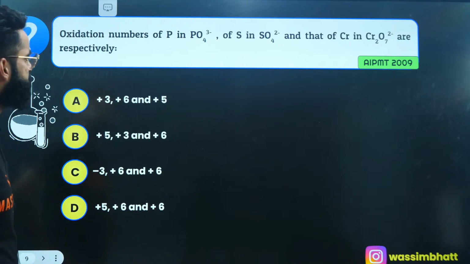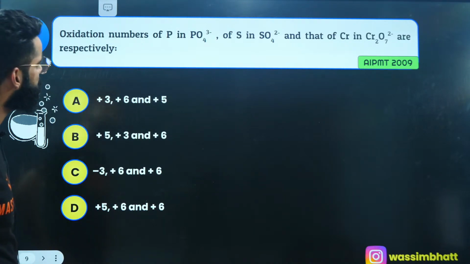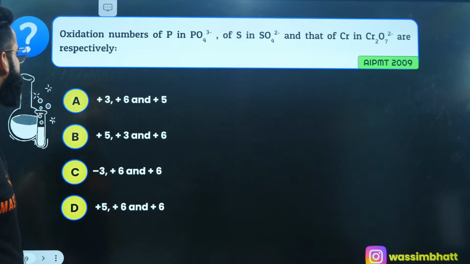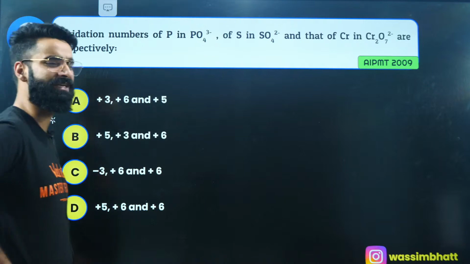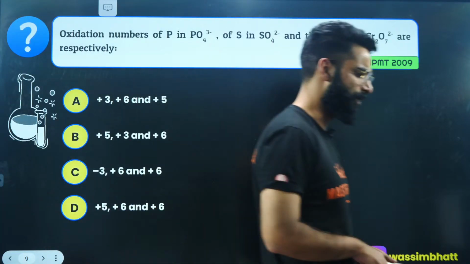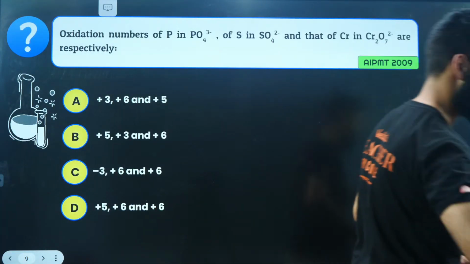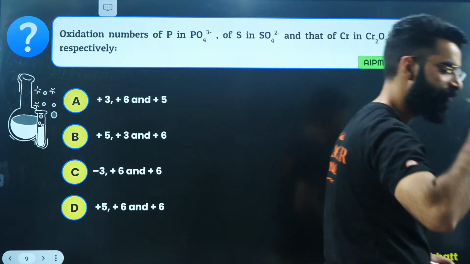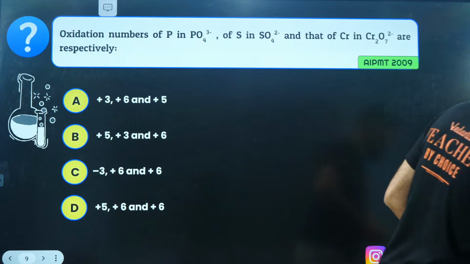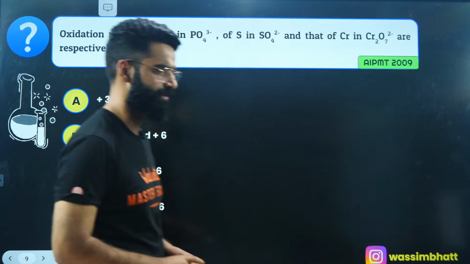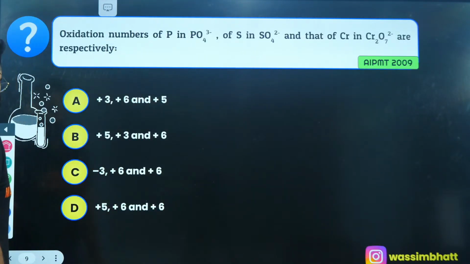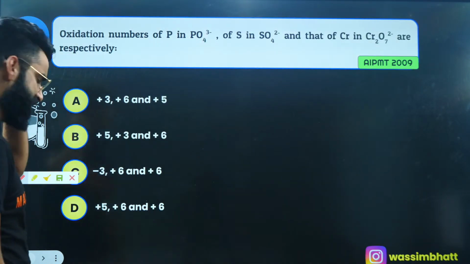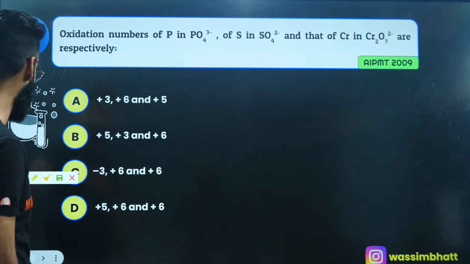Oxidation number of phosphorus in PO4 trinegative, sulfur in SO4 dinegative, and chromium in Cr2O7 dinegative are respectively. The question was asked in AIPMT 2009. Let me know its answer in the chats. I'm waiting for your answers. Let me know fast, people. Let me know fast exactly what is going to be the answer of this question. I can see the majority of the people are coming up with option D. Let's exactly see, is it going to be option D or not?